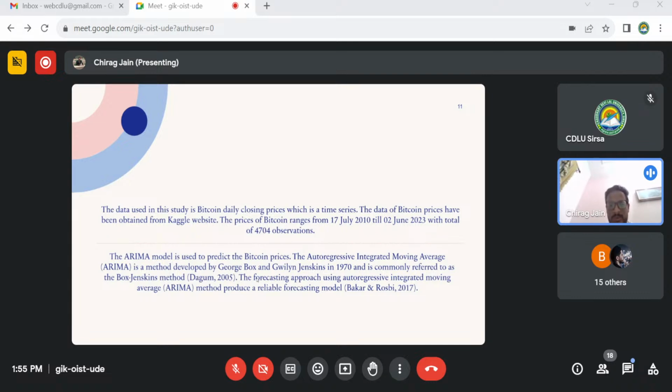So my data source is the Kaggle website. From there, I downloaded the data from 17 July 2010 till 2nd June 2023. So I got a total of 4,704 observations. So now the ARIMA model which I used, the full form of ARIMA is Autoregressive Integrated Moving Average. It's a method developed by George Box and. Can you skip to next, Chirag?